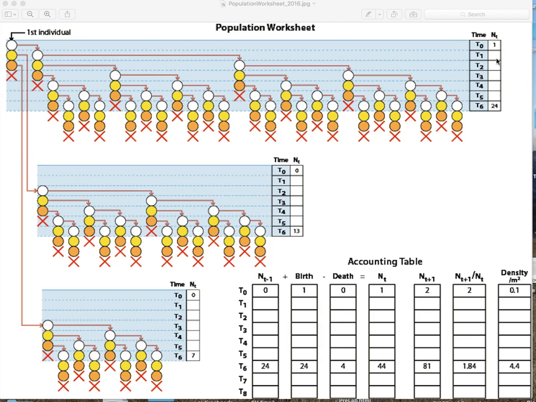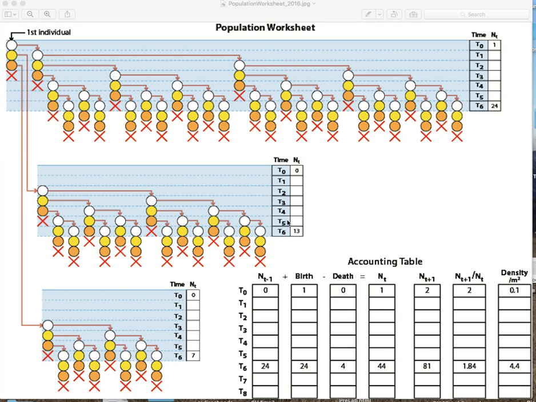One thing to remember is this T0 represents the same time period as this, which represents the same time period as that. And the same for T1, that's the same time period as that, and that's the same time period as that. That's important when we're adding all the individuals.